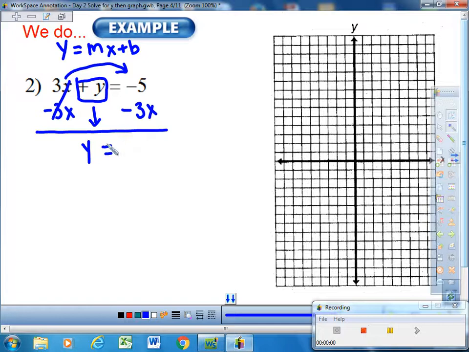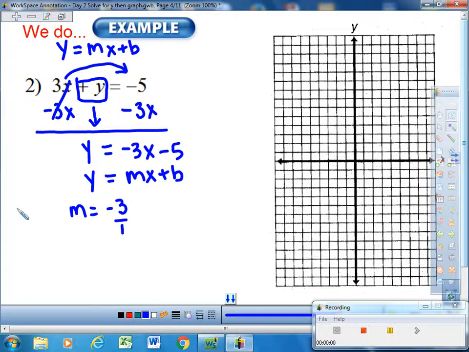I have y equals. These are not like terms, so you just list them. Put the mx term first, and then your negative 5. Now your equation is in y equals mx plus b form. So identify your m, negative 3, and make it a fraction. You can put it over 1. Remember, that is your slope. That's how you move.